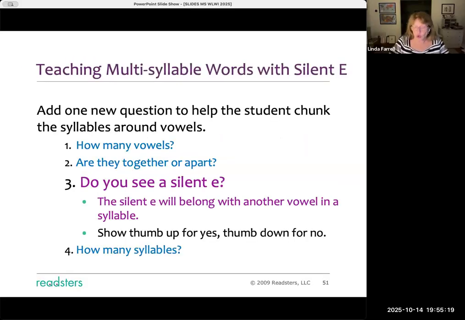Sorry. I'm going to go through this real quickly because you guys are going to want to meet Jesse. You add the new question when you get to silent E. So now it is, how many vowels do you see? Are they together or apart? Do you see silent E? Well, they've already learned the one syllable silent E pattern, so they know that the silent E goes at the end. And then how many syllables? So next slide.